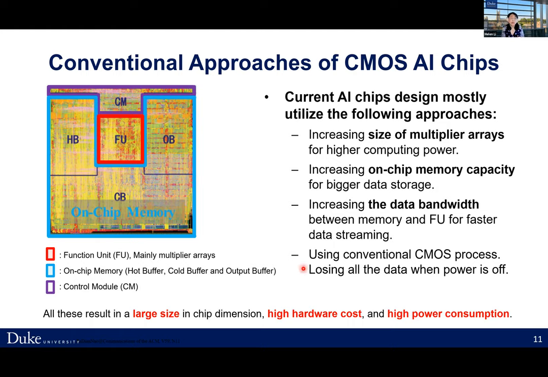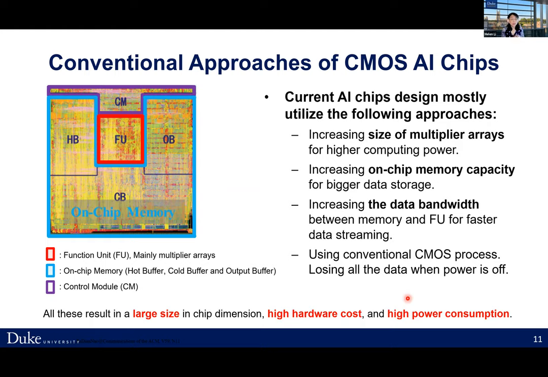Currently the AI chip design, especially in CMOS domains, mainly utilizes a few approaches. For example, increase the size of the multiplier arrays so that the local computation capability can be improved. Increase the on-chip memory capacity so more data can be contained on the chip, and we don't have to have a lot of data exchange to external memory. Also, increase the data bandwidth between the memory and the function units. In this way, the data exchange between the two parts can be more flexible and faster, and therefore it generally enhances the data processing capabilities.